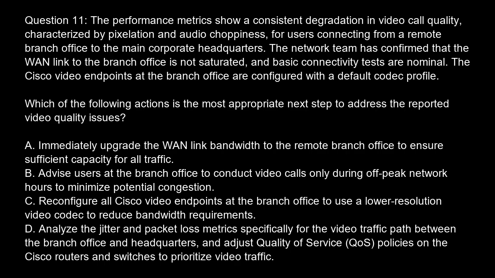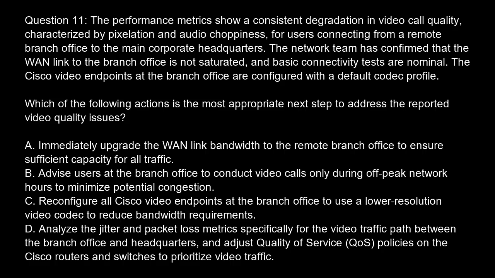The network team has confirmed that the WAN link to the branch office is not saturated, and basic connectivity tests are nominal. The Cisco video endpoints at the branch office are configured with a default codec profile. Which of the following actions is the most appropriate next step to address the reported video quality issues?